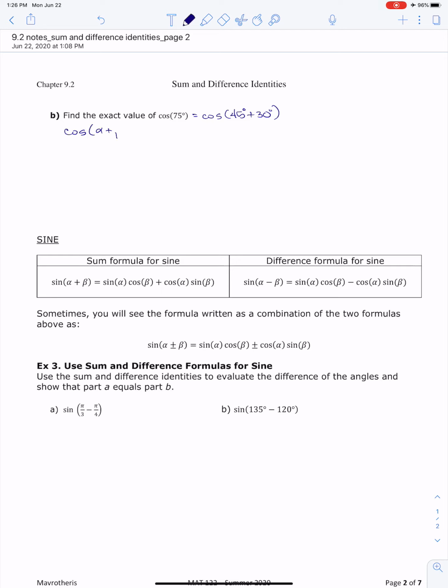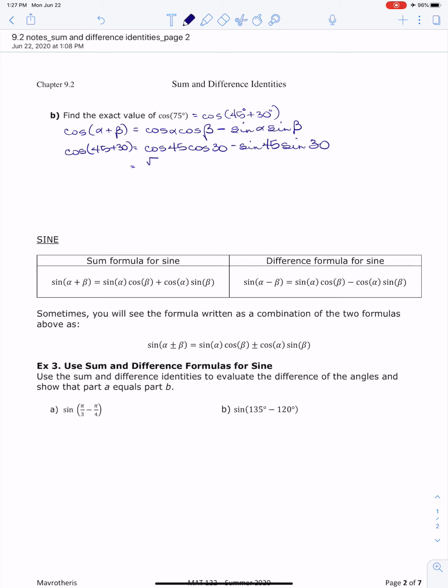So I'm going to rewrite this out. Cosine alpha plus beta equals cosine alpha cosine beta minus sine alpha sine beta. So let's write this again with numbers. Cosine 45 plus 30 equals cosine 45 times the cosine of 30 minus the sine of 45 times the sine of 30.